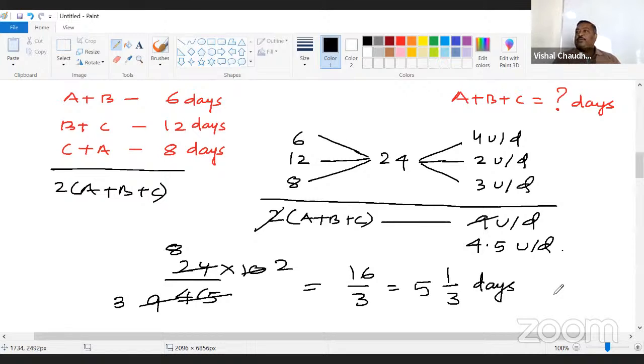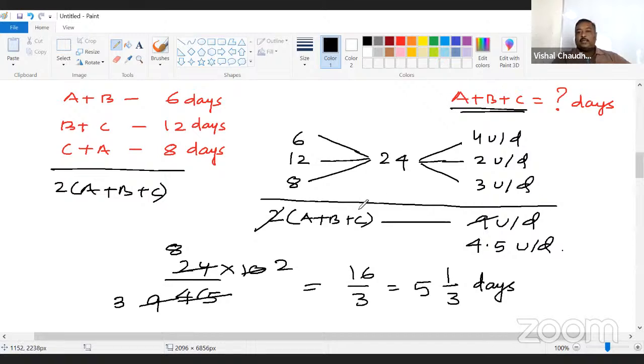This is a peculiar question where you must understand: A and B together are completing in 6 days, B and C together are completing in 12 days, and C and A together are completing in 8 days. So when all 3 units work together, it is 2 times A, 2 times B, 2 times C. I only need ABC. ABC will do it in how many days? Not twice the A. So I will divide the total units by 2. Okay.